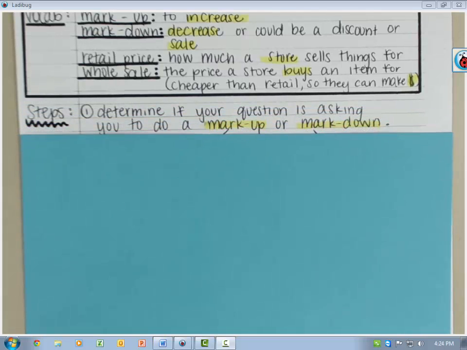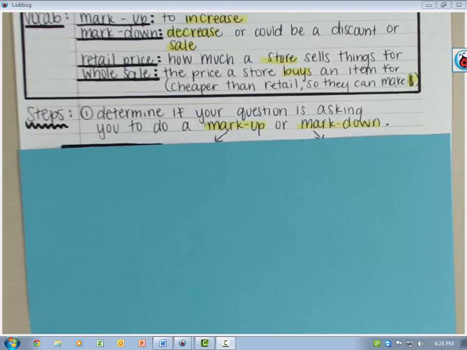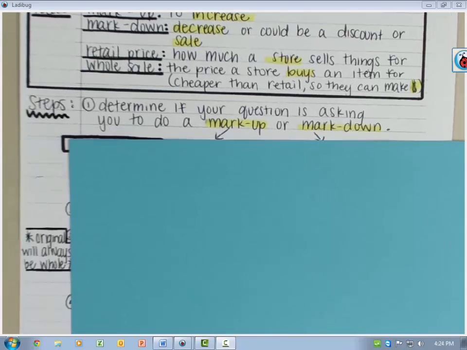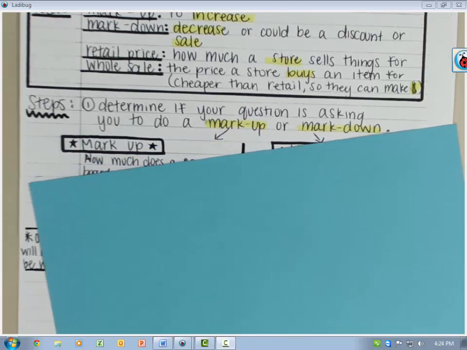Step 1, you need to figure out if your question is asking you to do a markup or if it's asking you to do a markdown. Now, if it's asking you to do a markup, you're going to look at your notes because we're always going to use our notes right now. You're going to go to the left side of the notes. So let's look at the left side right now. All right. We have markup.